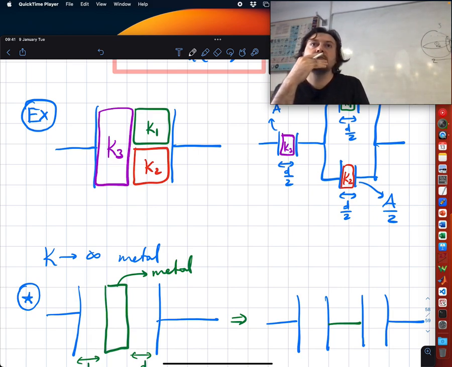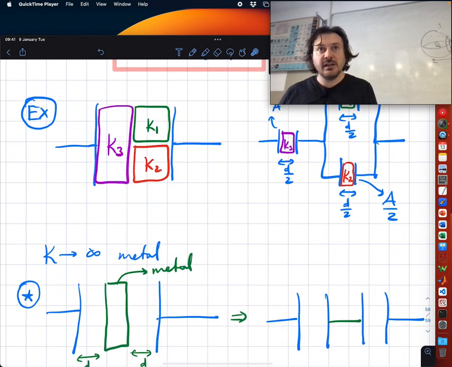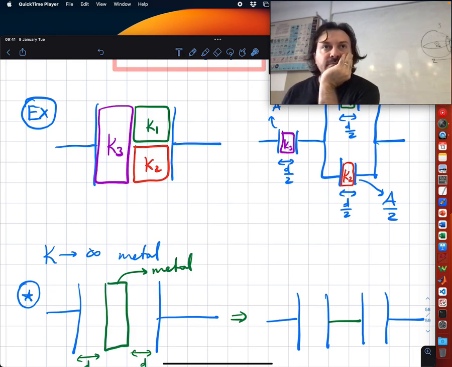In the first example, the other two cases, this one, there's empty space between them. It's just that I couldn't draw it properly. Are those meant to be touching each other? They are meant to be touching. Yes, they can touch. If it's an insulator, there's no problem.